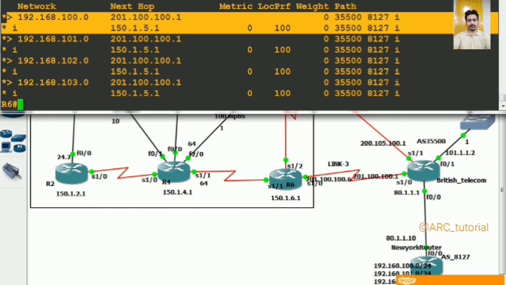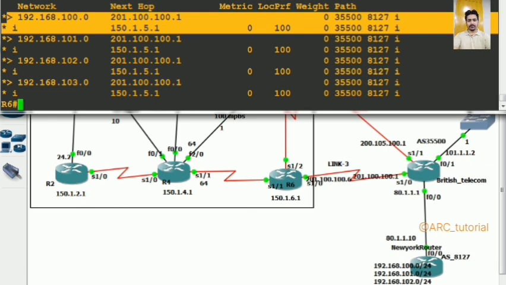But do one thing, via R5 make it 101 now. Via R5 make it what? 101. Okay. Whereas via BT its local preference will remain as null. But you will see that it will start to prefer via R5. Because what I said, if it is null it will consider it as 100 only. So this time it is not possible for BGP to define its best path based on local preference. Next will come the AS path attribute.